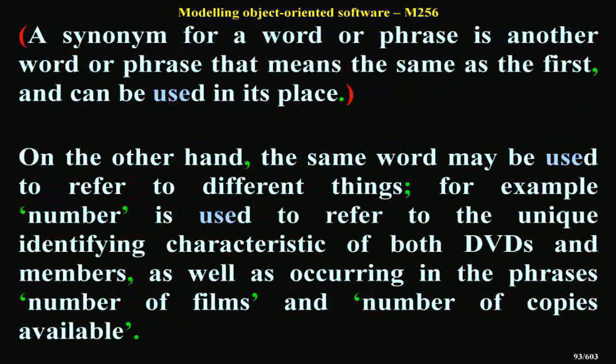A synonym for a word or phrase is another word or phrase that means the same as the first, and can be used in its place. On the other hand, the same word may be used to refer to different things. For example, number is used to refer to the unique identifying characteristic of both DVDs and members, as well as occurring in the phrases number of films and number of copies available.